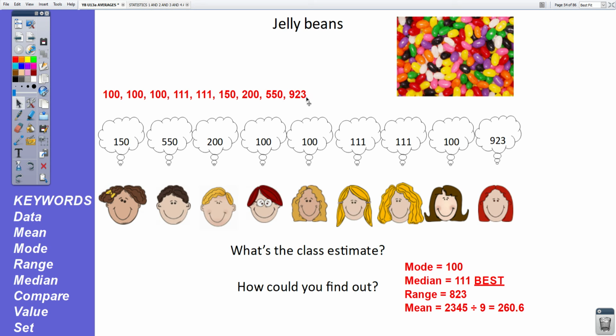However, if we had another 923 on the end instead of a 550, and 1 or 2 of these had been slightly different, 101, 102, then 923 could have been the mode, and that would have been absolutely useless. So the mode really doesn't help us in this instance. The median, the number bang in the middle, is our best class estimate for this particular set of data values.